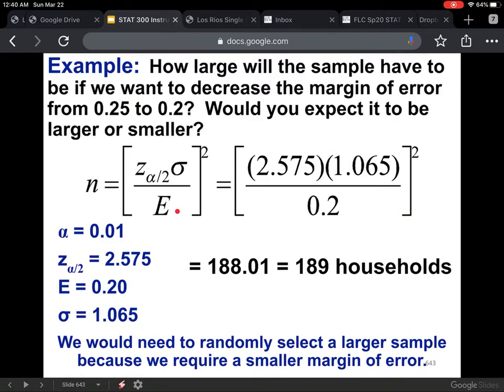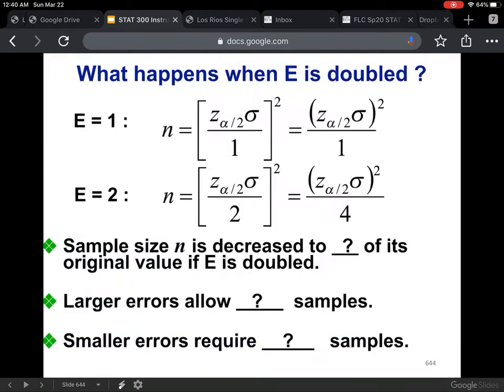And that's what happens when you divide by 0.2 instead of 0.25. You get to survey more households. You'd have to survey now 189 households because you don't want to be within a quarter pound. You want to be within a fifth of a pound, which is a smaller amount of the true population mean. We would need to randomly select a larger sample because we require a really small margin of error.